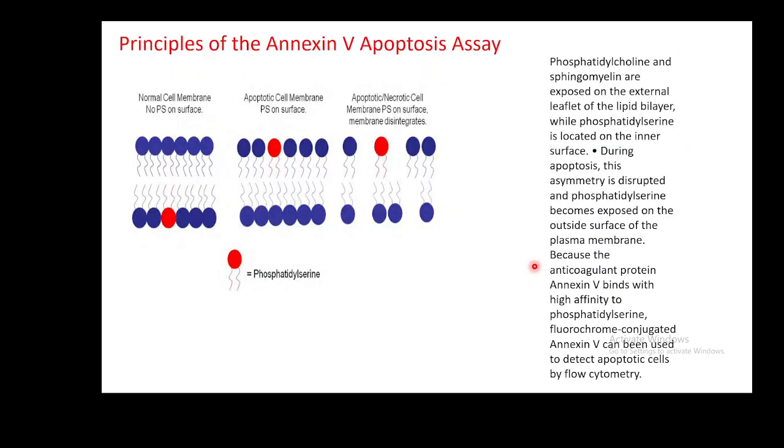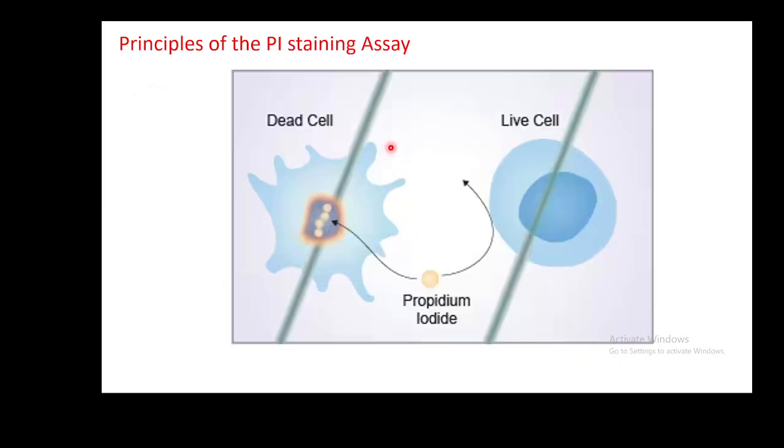And annexin V staining is also usually done. So I just want to clarify, basically the phosphatidylserine is present on the inner membrane of the cells, but in the case of apoptotic cells it comes outwards. So if annexin V is reacting with the phosphatidylserine, it means the cells are apoptotic. That is just the principle of annexin V. Similarly, if the cells are dead, PI will react with them, while if the cells are alive, PI may not react.